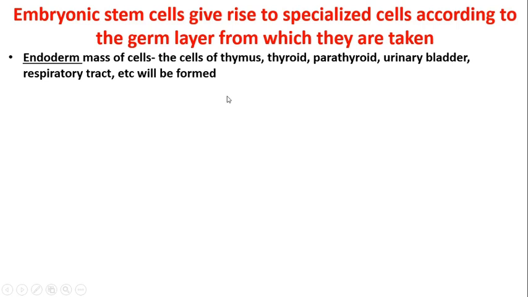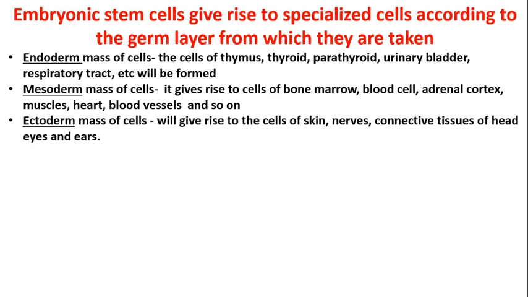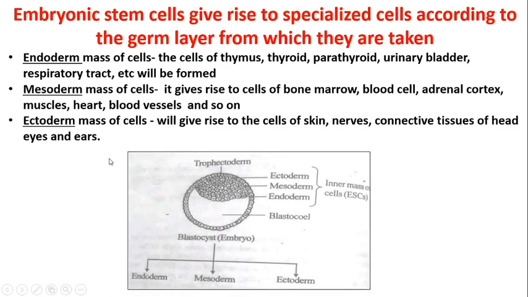And then, if it is taken from mesoderm, it gives rise to cells of bone marrow, blood cells, adrenal cortex, muscles, heart, just like that. And then, if we take from ectoderm, that will give rise to cells of skin, nerves, connective tissues of head, eyes, ears, and so on. So, this is how these embryonic stem cells are specialized. They are specialized according to the germ layer from which they are taken.